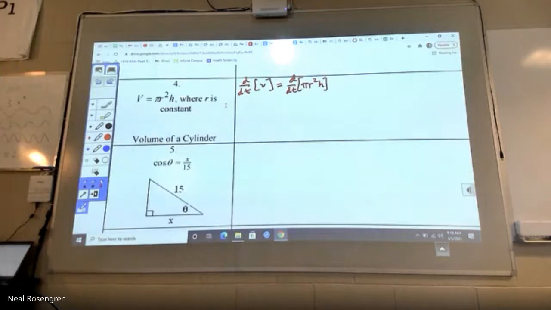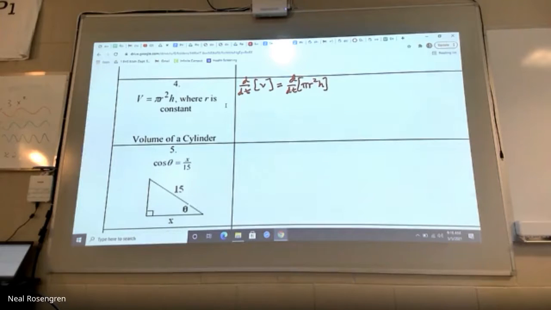Volume of a cylinder is a little bit different than volume of a sphere, because I can change a couple different things about a cylinder. I can change how big its base is, right? It's got a circular base if they don't say otherwise. Circular base, I can mess with the radius of that circle, but I can also mess with the height of whatever the cylinder is.